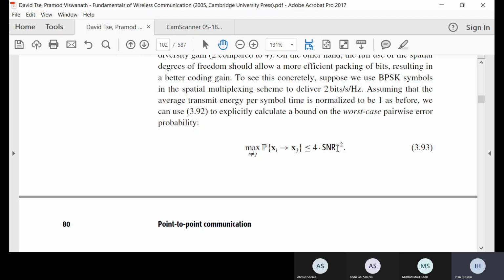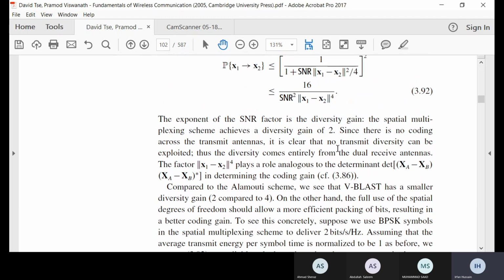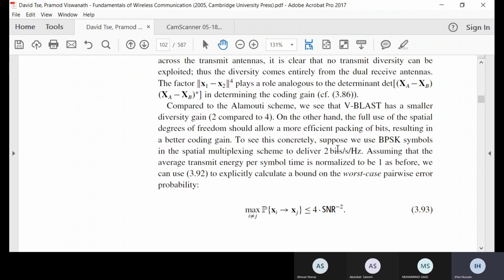All right, this means that yes, you are now utilizing your full degrees of freedom, but privacy gain is reduced. You are not getting minus 4, you are getting minus 2 because you are not repeating across time.